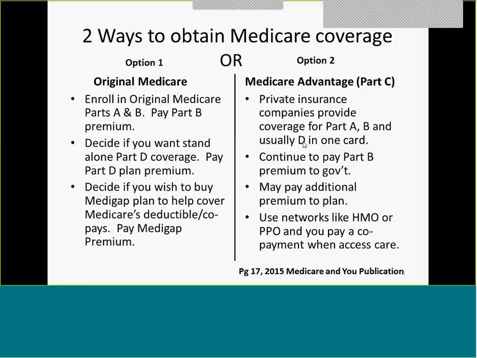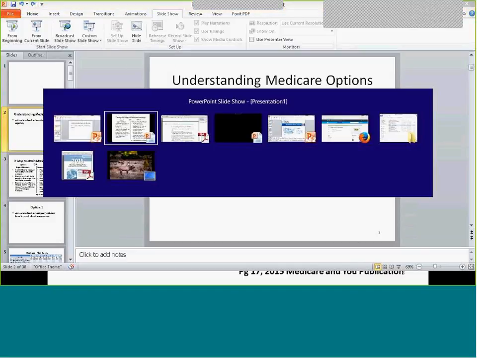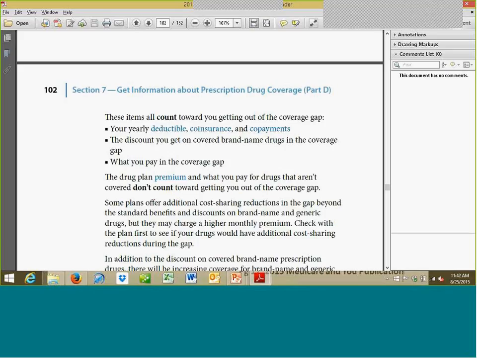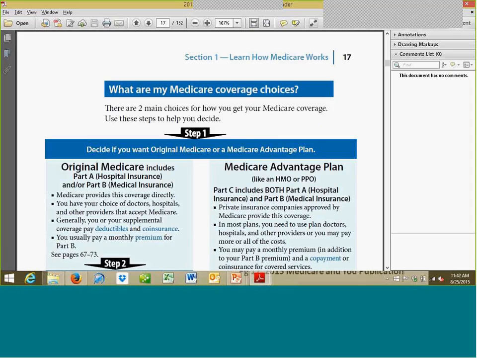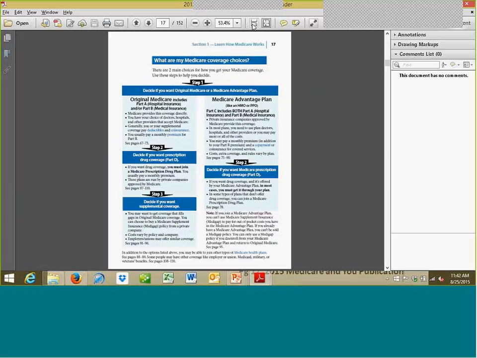Where could you get a page like this? You print it off? Actually, no, you cannot print your own page off because you're creating marketing materials that have not been approved. But notice down here at the bottom it says page 17, Medicare and You publication. So I go to my 2015 Medicare and You book, and it's on page 17 of the Medicare and You.